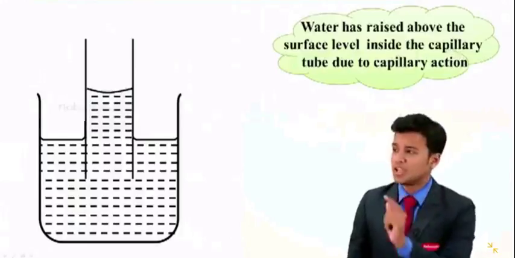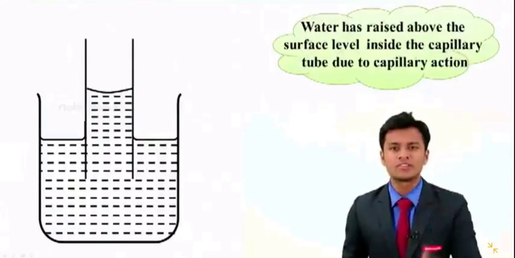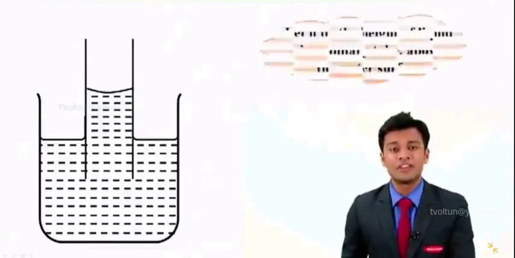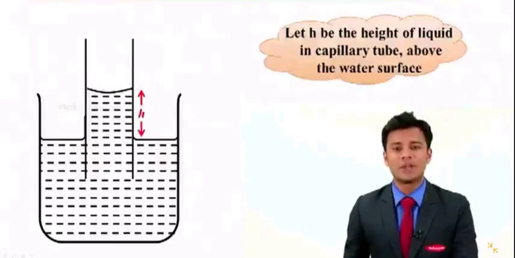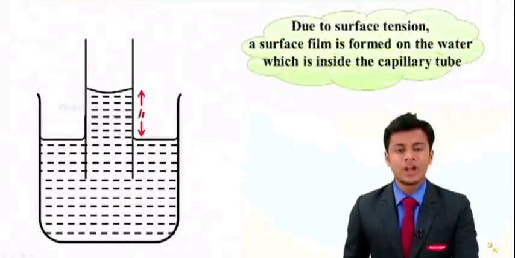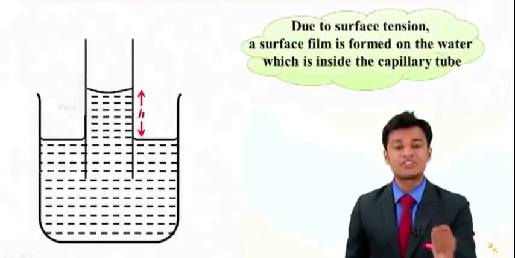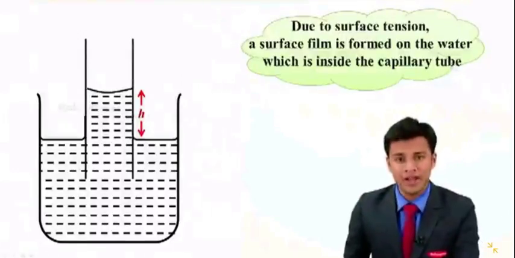And the top surface, if you see inside the capillary tube, we have a concave surface, right? And that is nothing but the free surface of the liquid. Let h be the height of the liquid inside the capillary tube, something as shown. Now I say that due to surface tension, a surface film is formed on the water which is inside the capillary tube, which is blinking right now inside the tube if you see carefully, right?